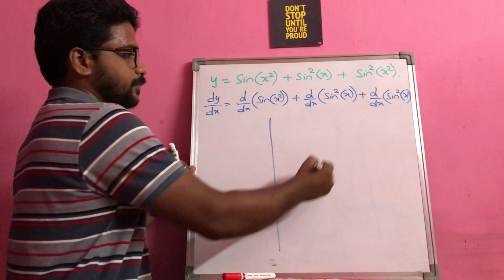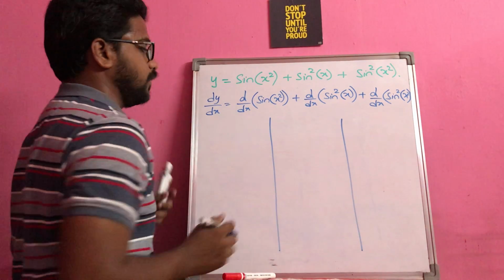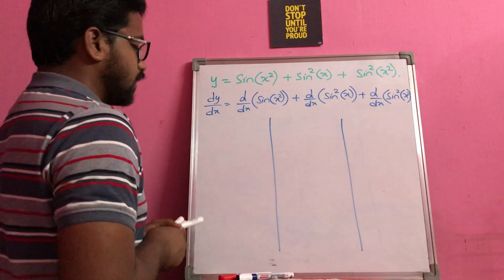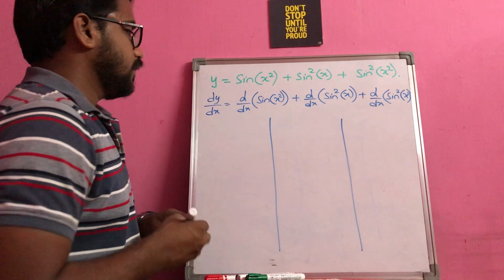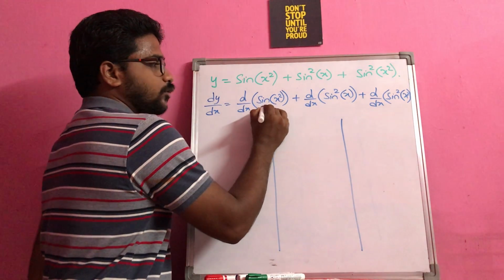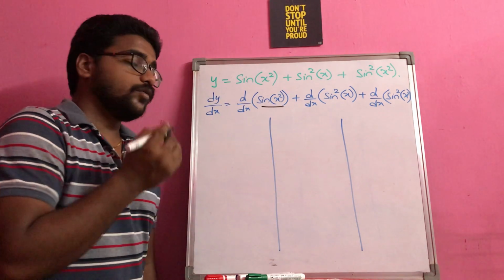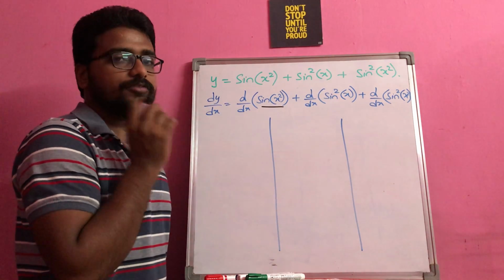This is, let it be first part, second part and third part. Okay. Now let us come to the simplification part. See here, please go for a guess. What is the main function?